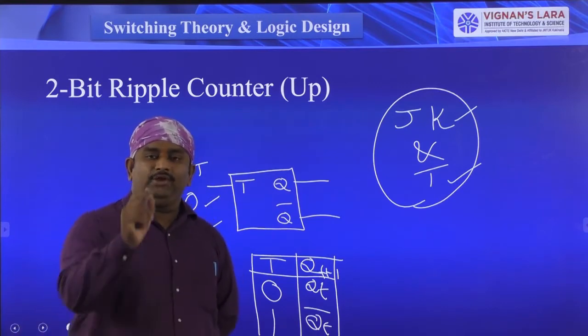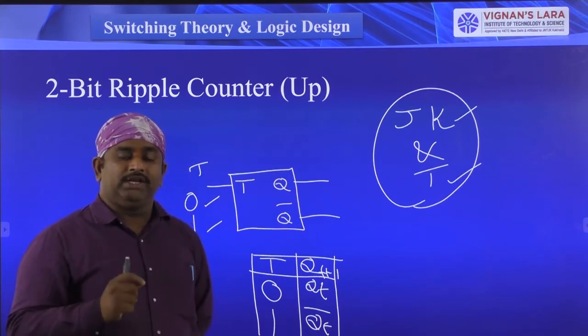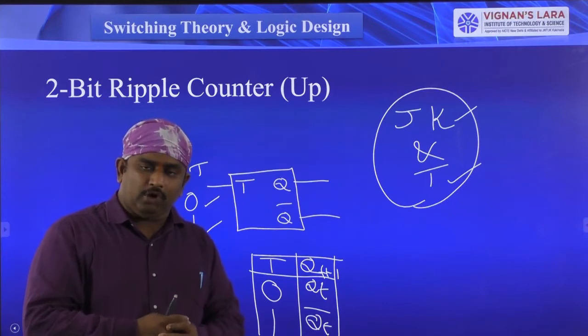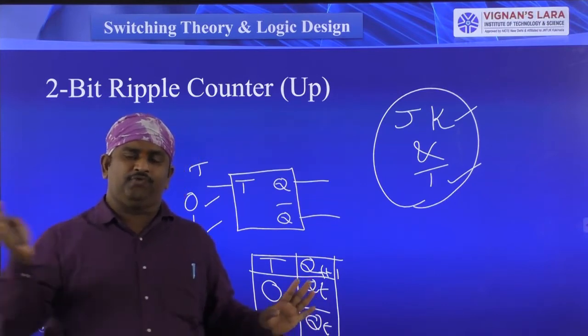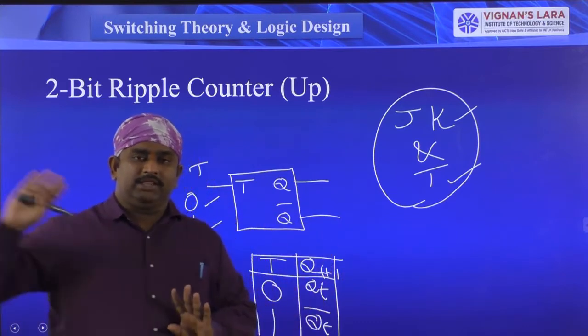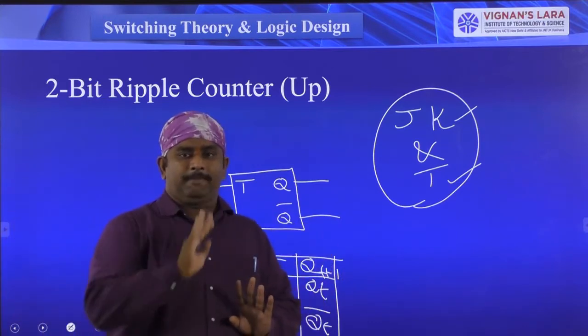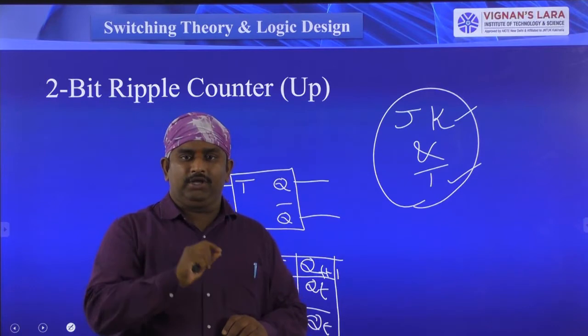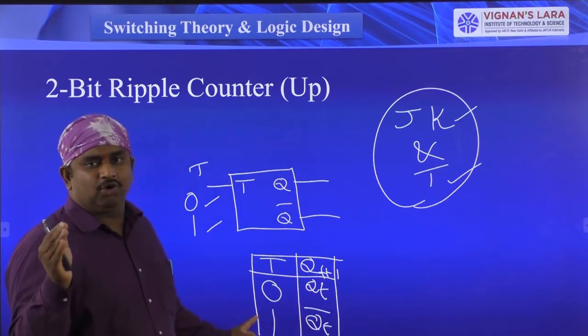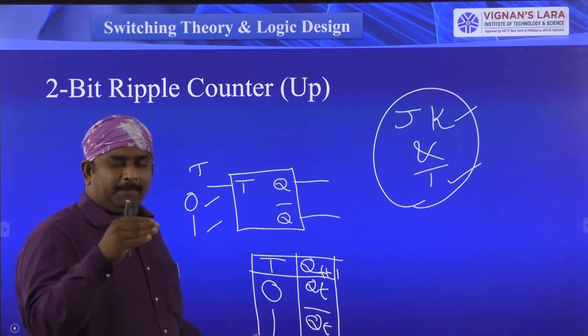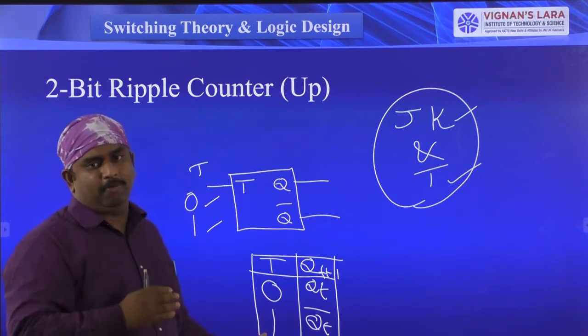That is, when you give the 0 input logic to the T flip-flop, it does not do anything; the previous output is carried to the present output. But when T is equal to 1, the previous output is carried to the present output with a complement operation.